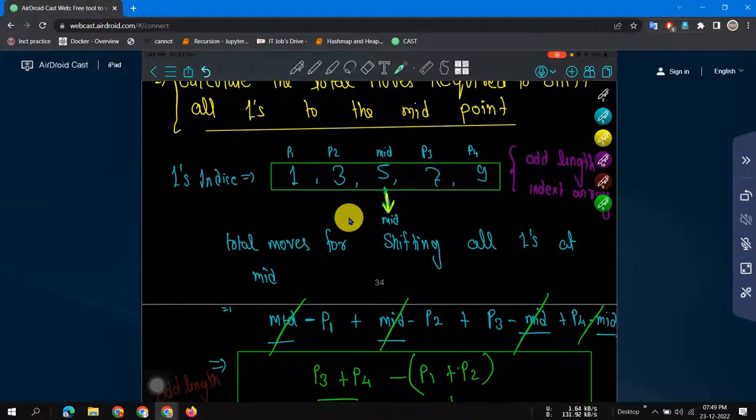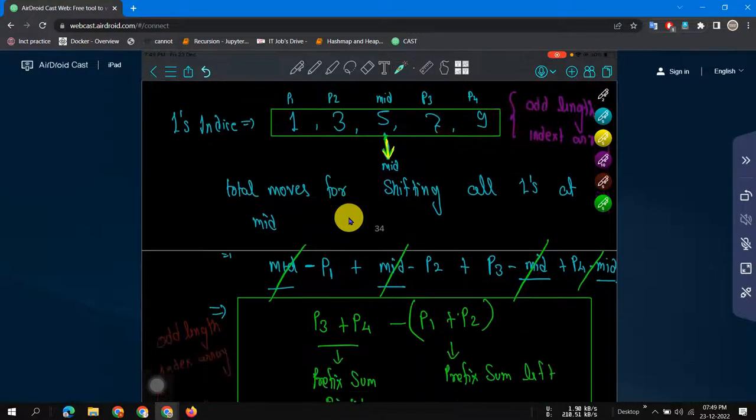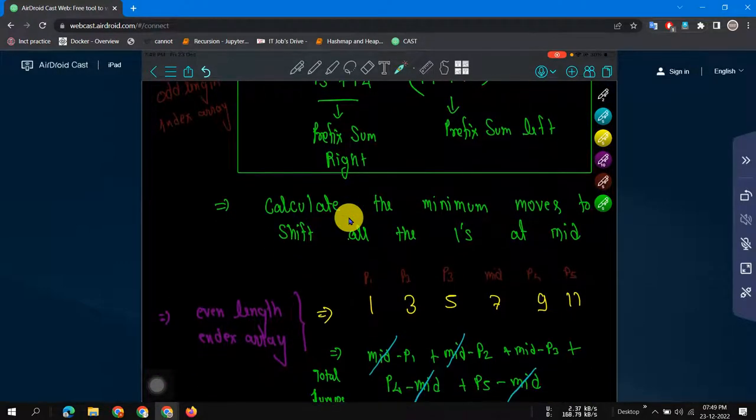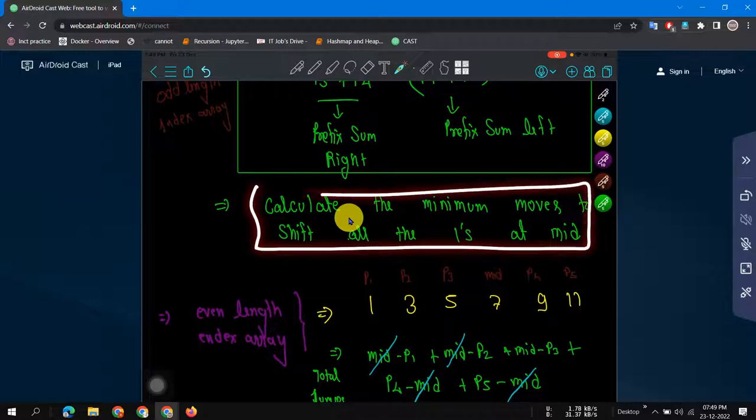At this point after the mid, the length is equal to 2 and this is also length equal to 2, right? But this is not necessary, it will not always be the same. Here this is 2, size is 2, but at some point mid could be at a different point if the array is bigger. In that case I will come to that point. So now calculate the minimum moves to shift all the ones to the midpoint.